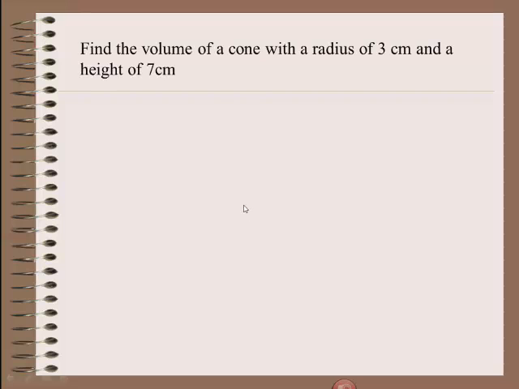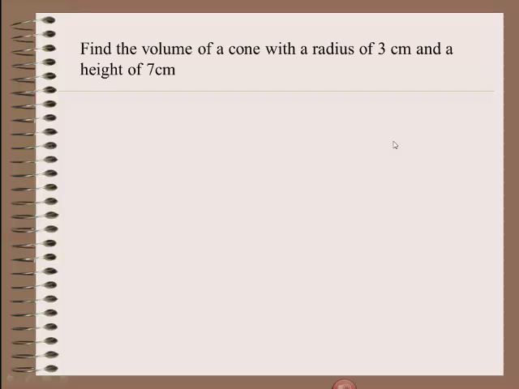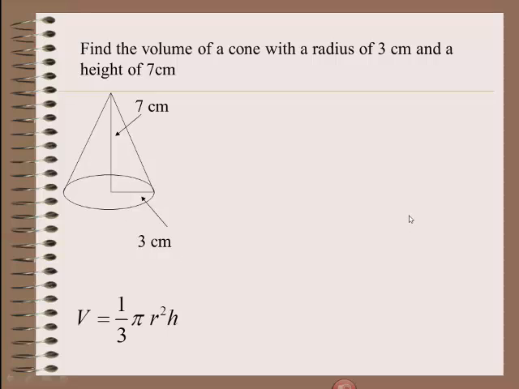Okay, so let's look at an example. I want you to find the volume of a cone with a, oh, by the way, pause and copy that down. Sorry. All right, so volume of a cone with a radius of 3 and a height of 7. So this is what it's going to look like. Now remember, my formula is 1/3 area of the base times the height, but my area of my base is pi r squared. So I'm just going to write my formula like that.